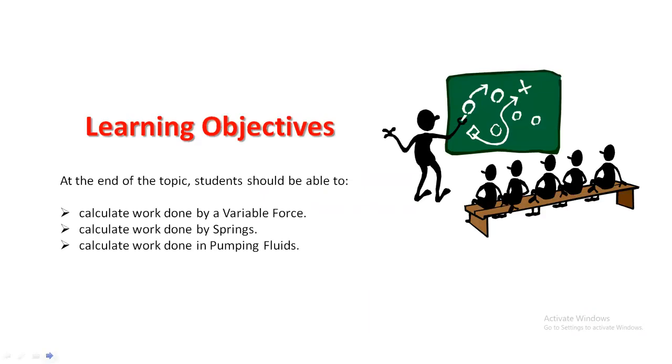So for our learning objective, you as students are expected to be able to calculate the work done by a variable force, the work done by springs, and the work done in pumping fluids. Now, the first one, calculating work done by a variable force, is closely related to finding work using your physics, but in the case of physics, your force is fixed. It's constant, it's not variable.